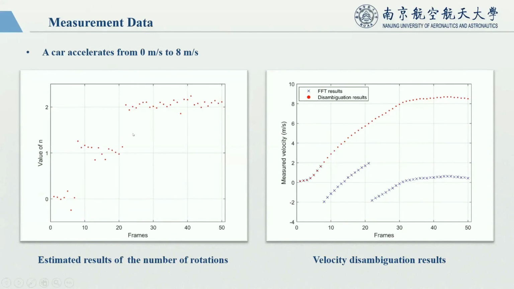We collected 15 frames of data. During these frames, the car-mounted radar accelerates from static state to 8 meters per second. The left picture indicates that the number of rotations always falls around the correct integer and fluctuates for the reason of noise and clutter. And all velocity values have been successfully resolved.